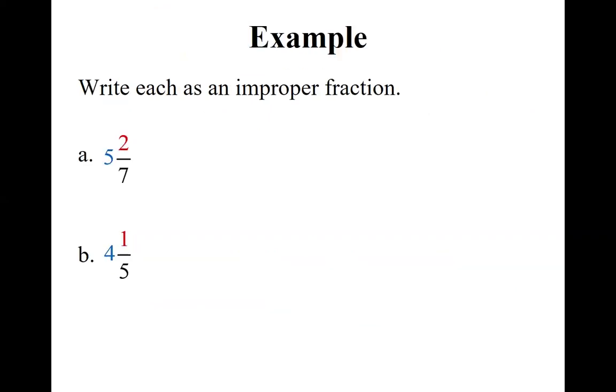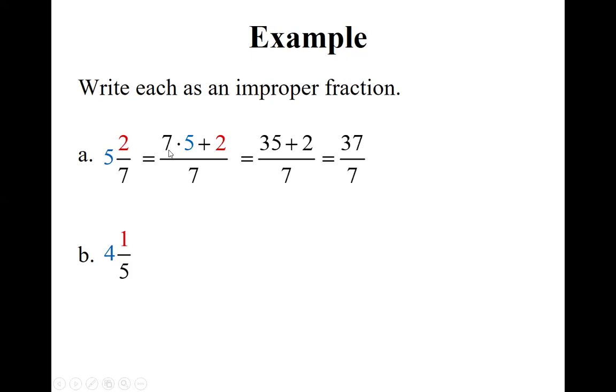So A and B here are two examples of mixed numbers, a whole number part and a fraction part. We want to write each as an improper fraction. We start at the bottom, multiply, and then add. We're going up and around, starting with the 7 times 5 plus 2. 7 times 5 is 35, plus 2 is 37. And we keep that over the original denominator of 7. 5 and 2/7 is 37/7.